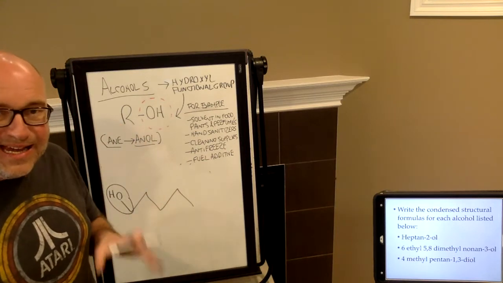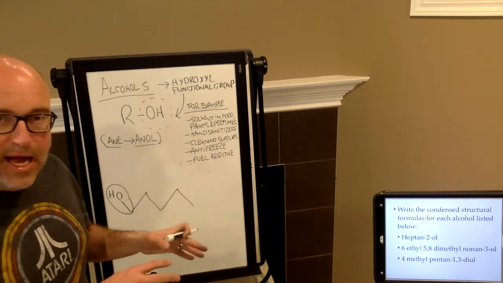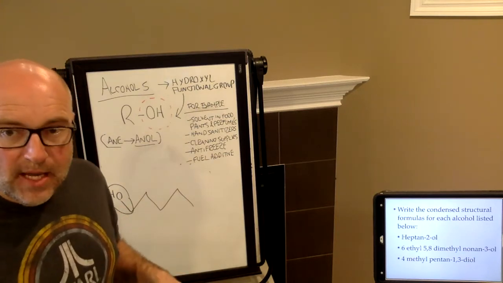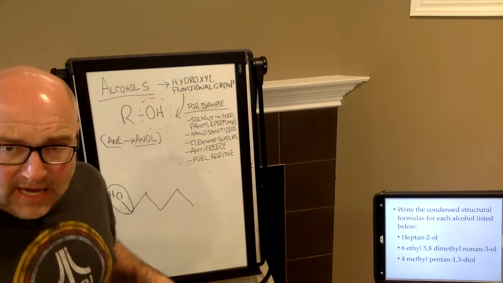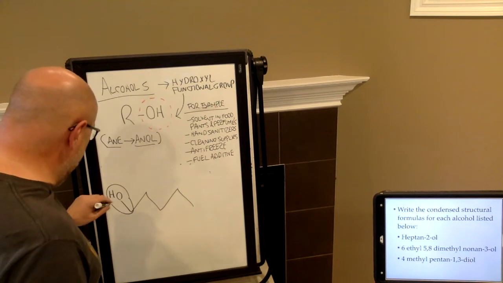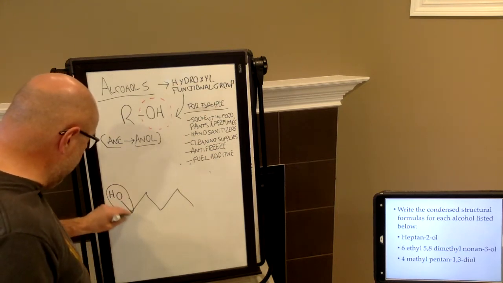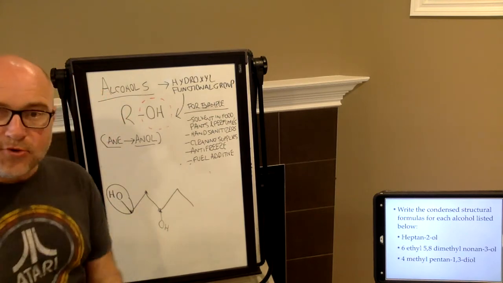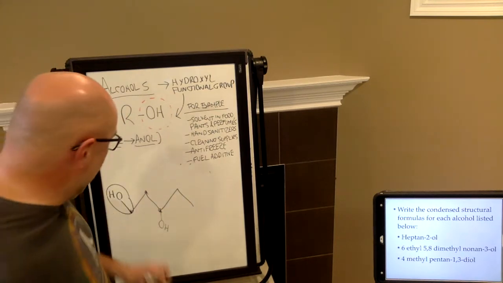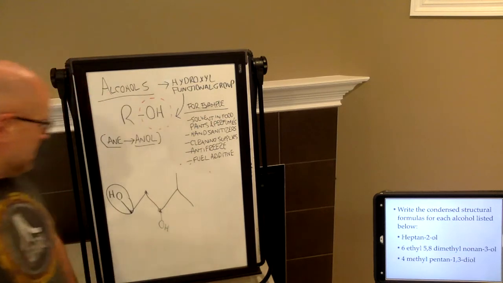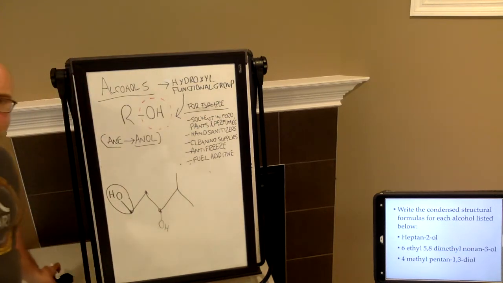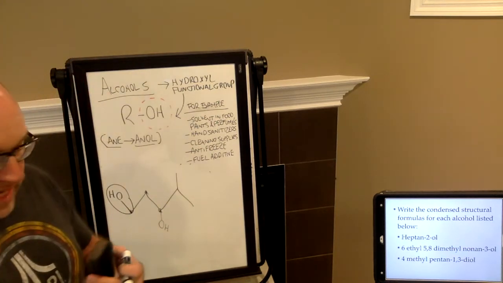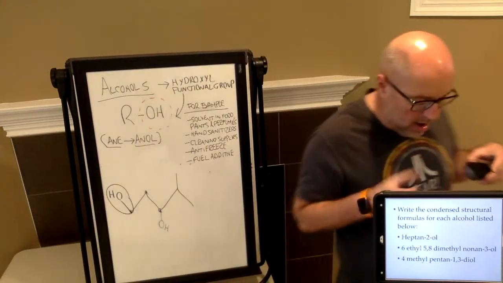Remember, if it's not indicated, it's a carbon, but if there's an indication at the end of the line, that's a functional group. I've got 2 of them. I've got one at 1. I've got one at 3. So here's 1, 2, 3. There's my other hydroxyl group, and I've got my methyl at my 4 position. There we go. That is my 3-methyl pentane 1,3-diol.